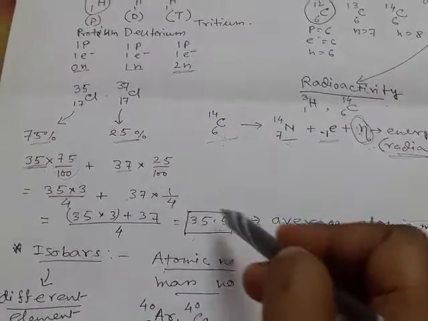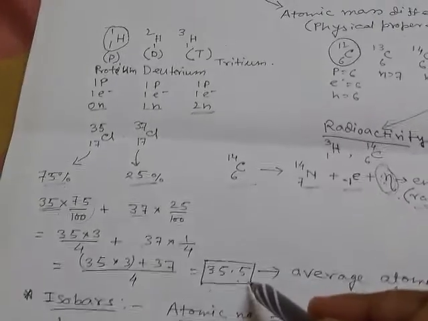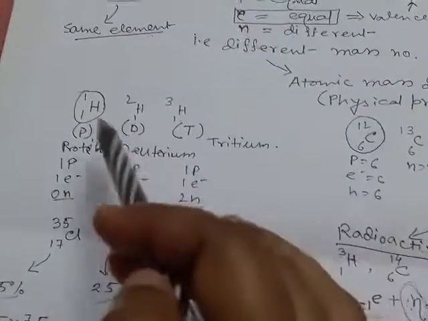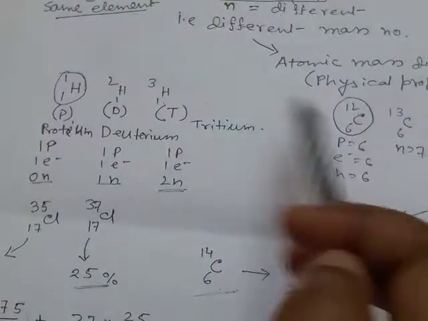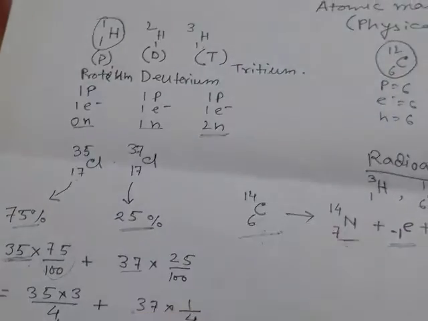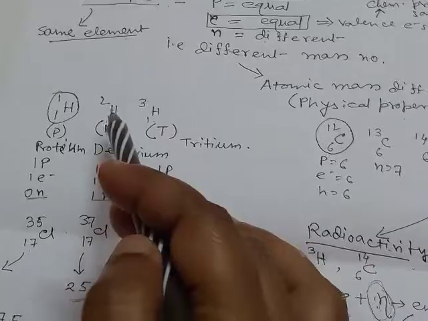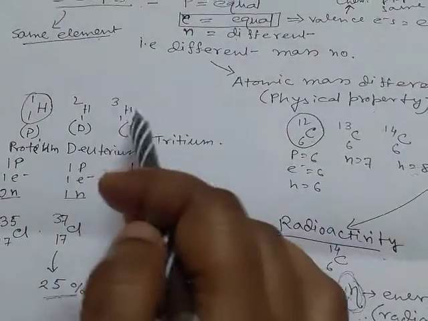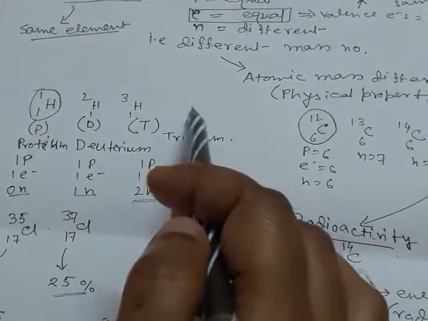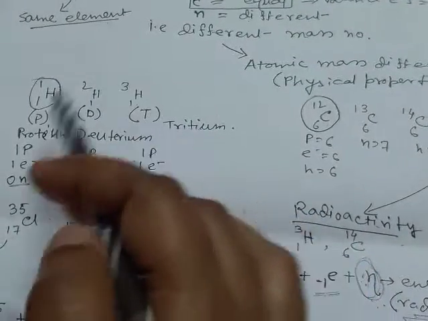Thus the average atomic mass of chlorine will be a fraction. Similarly, to get the accurate atomic mass of hydrogen and carbon, we have to take the average in this way, but here as the other isotopes are present in very small amounts, we can neglect them.